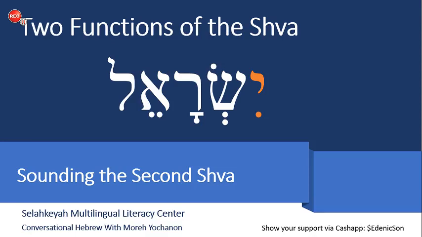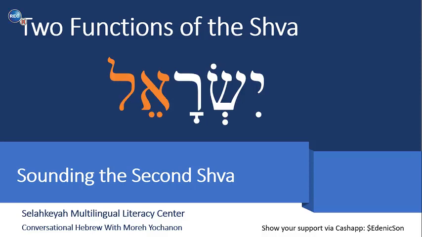Try it again. Yi, S. Yi, S. Yeast. Next letter we have after the Shva is the Resh with the Kamatz. Ra, Ra.